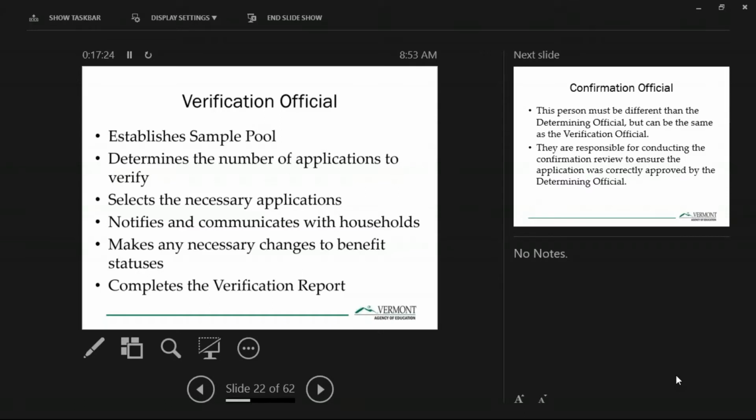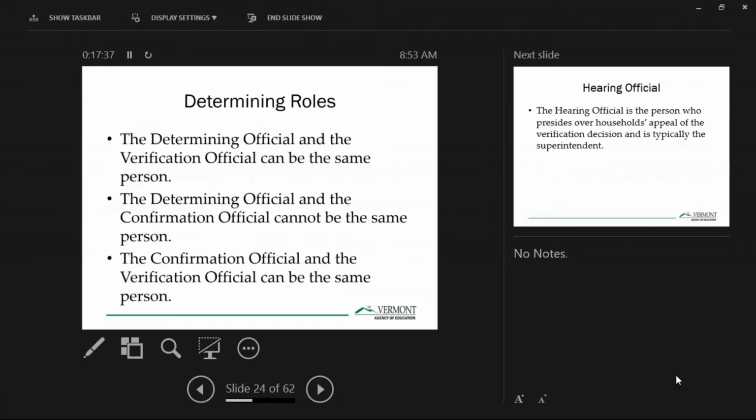They establish the sample pool, they select the sample size, they communicate with the households, make any necessary changes to benefit status, and they're responsible for completing the verification report. The determining official and the verification official can be the same person. The determining official and the confirmation official cannot be the same person. So this is that second set of eyes.